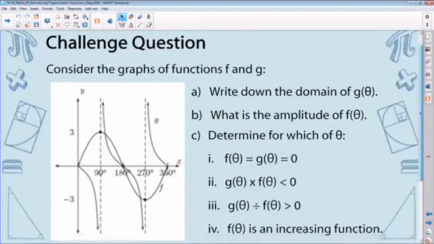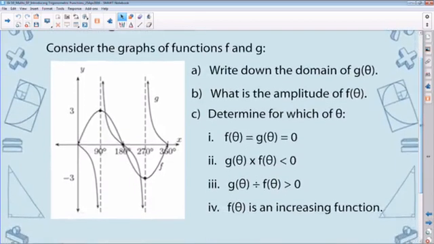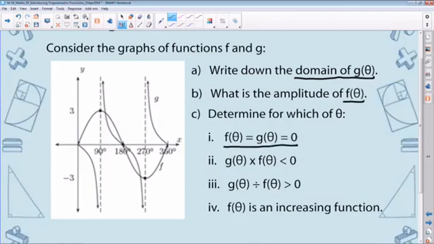It says, consider the graphs of the functions f and g. Write down the domain of g of theta. Okay, what is the amplitude of f of theta? Determine for which values of theta f of theta equals g of theta equals 0, and g times f is less than 0.